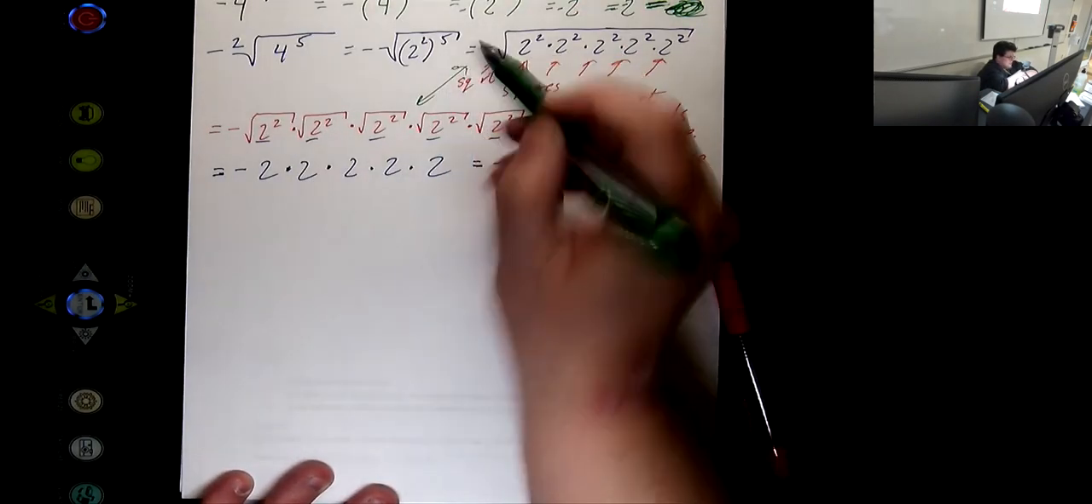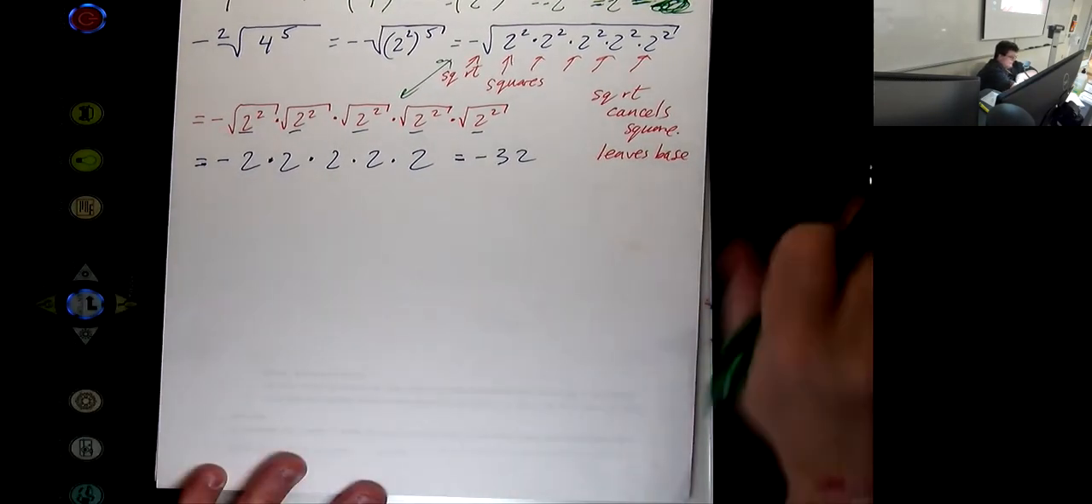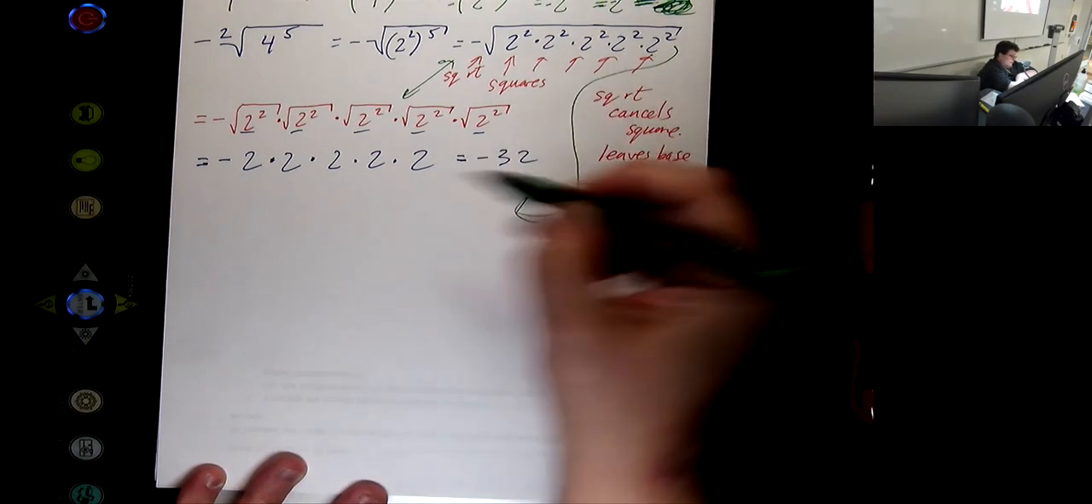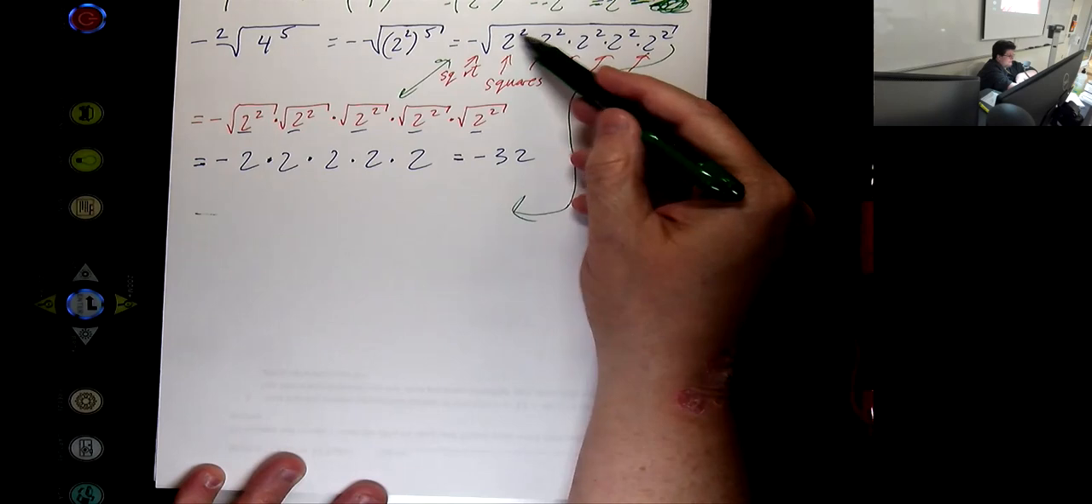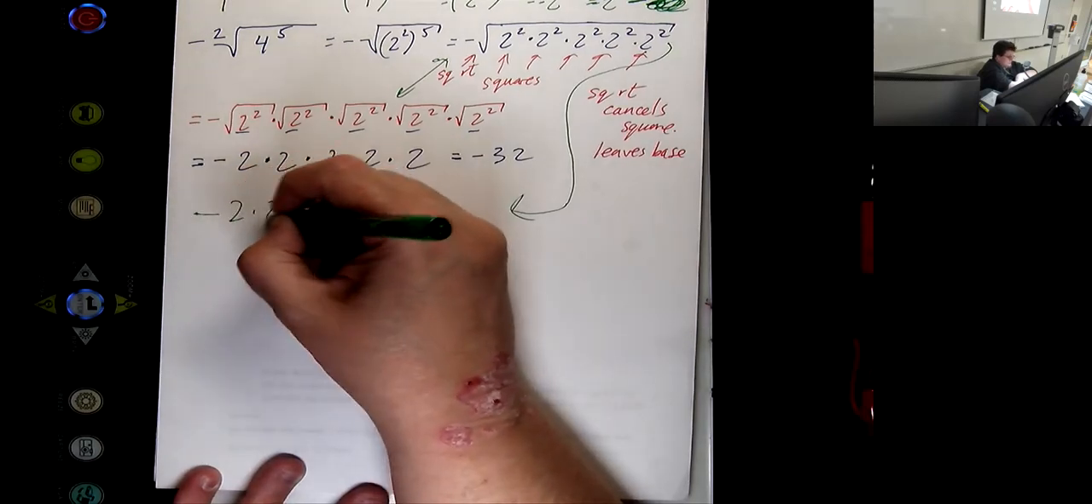So the way I would look at it is if you like using the radical form, when you have them all multiplied together, for every square that has the exact index on the outside, just pull out one of the numbers.